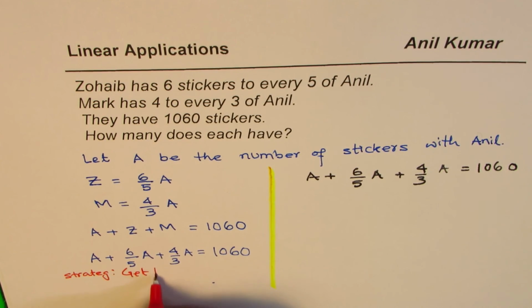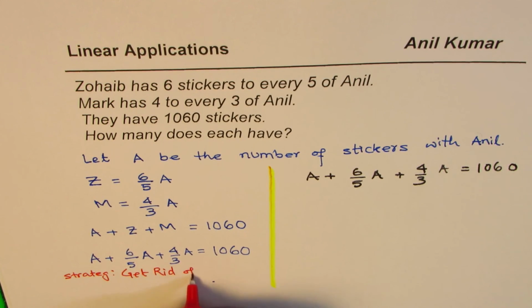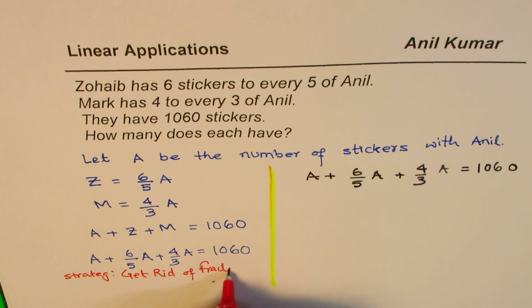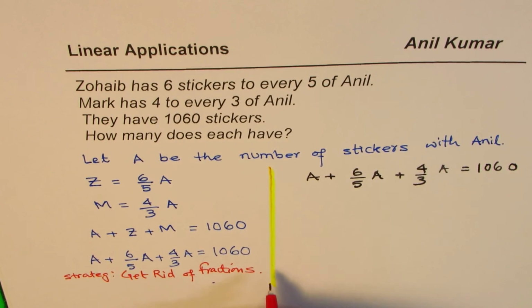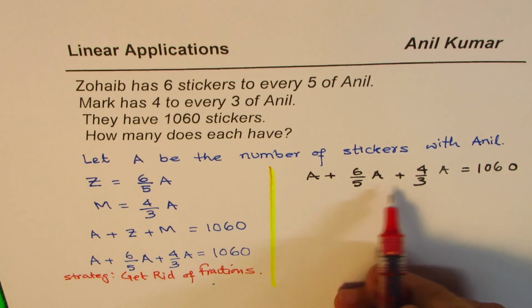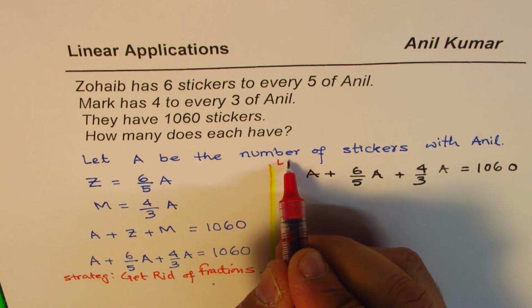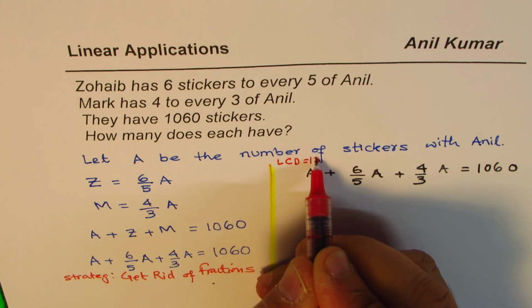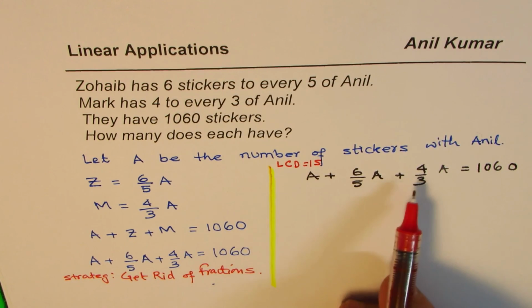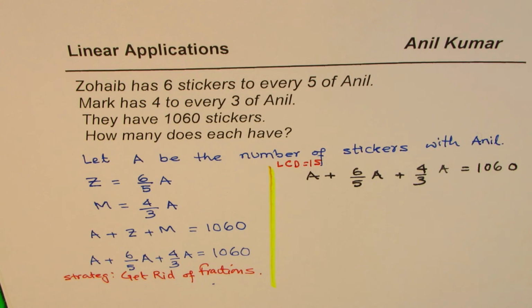Get rid of fractions. How do you do so? Check for the common denominator. It's 15, right? Common denominator is 15. So what we see is the lowest common denominator is equal to 15. So multiply each term by 15. You get an idea, right?